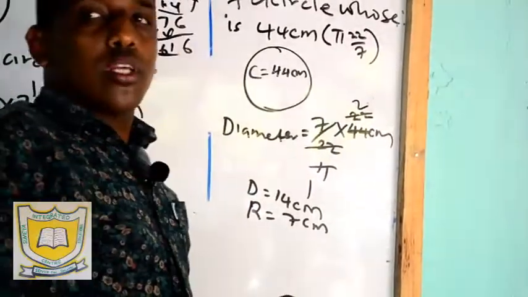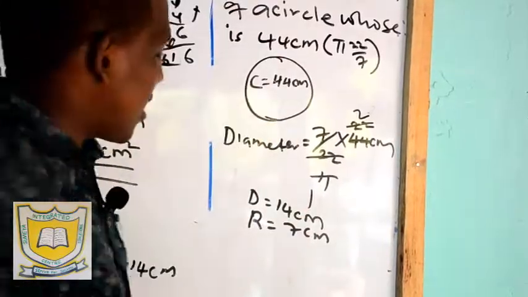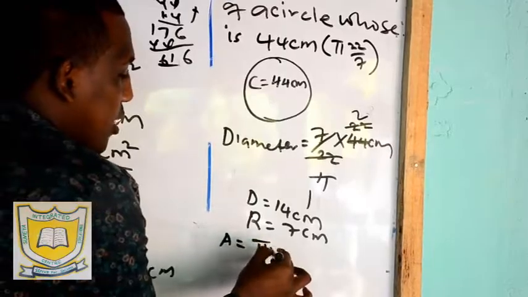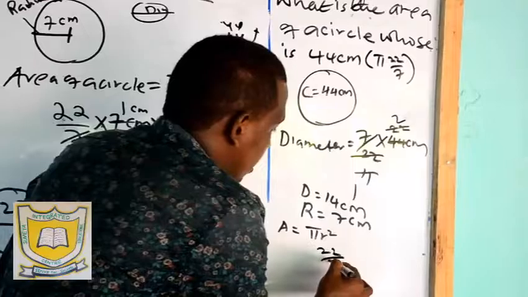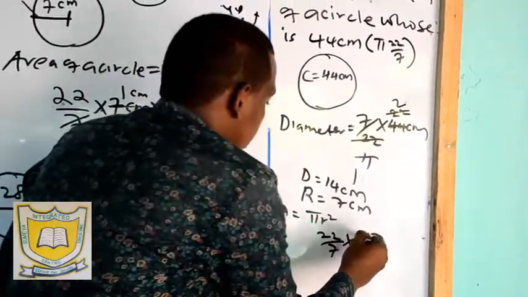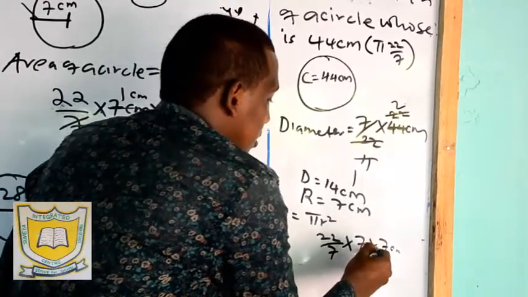Now, they don't want the radius. What they want is the area. Let us get the area now. Area is equal to, remember our formula was, area of a circle is equal to pi r squared. Pi, which is 22 over 7, times r is 7, times 7, squared now times 7 centimeter.